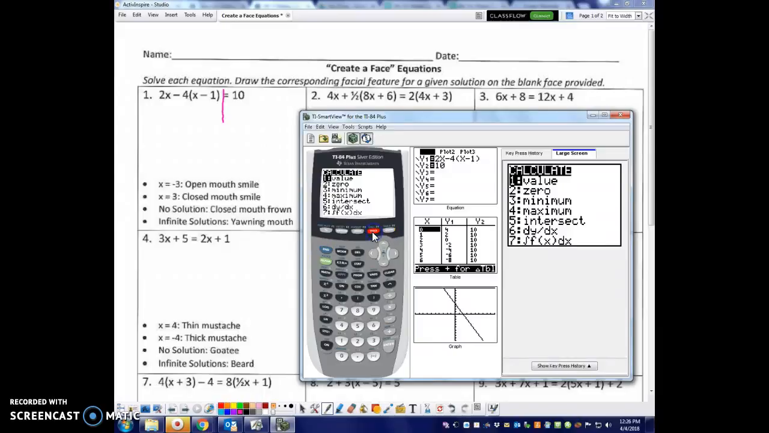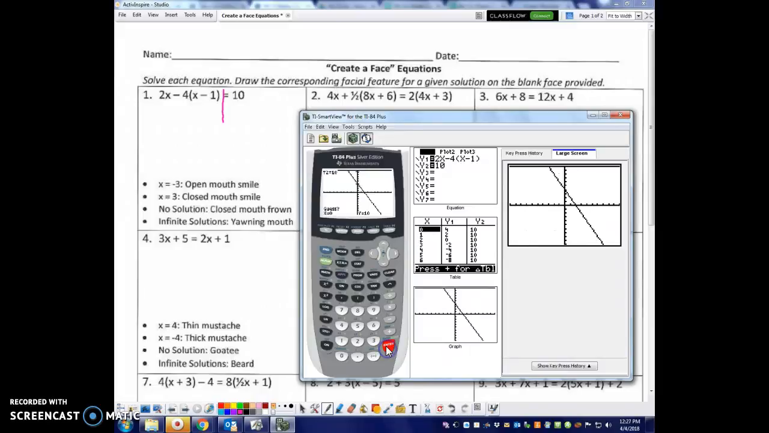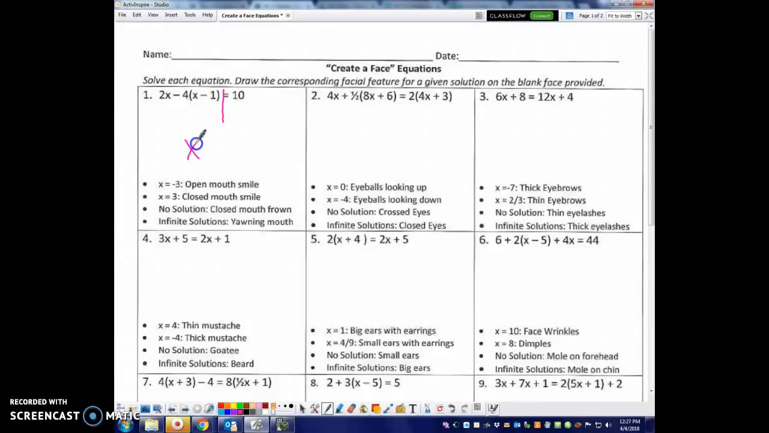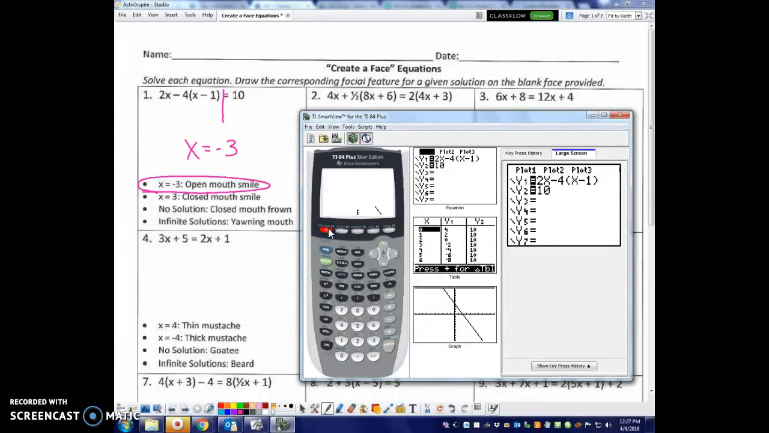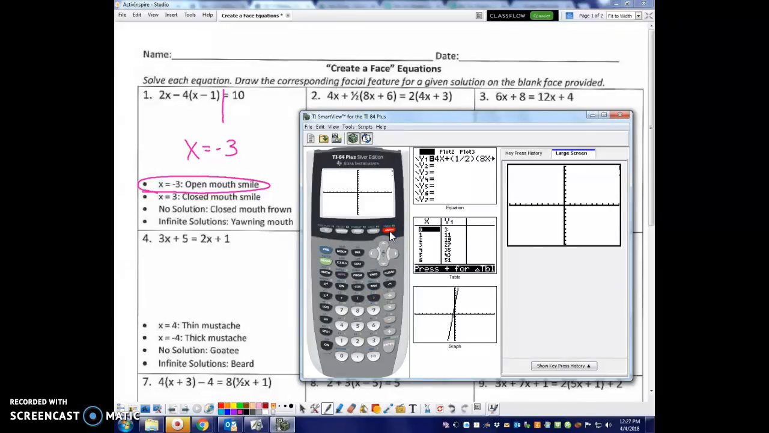Alrighty, second, trace, 5, enter, enter, enter. X is negative 3, so you would use this one. So the picture is going to have an open mouth smile, okay? Now let's look at number 2, okay? Y equals, let's put that first side, so 4x plus, remember parentheses around fractions, 1/2, 8x plus 6, okay? And then we put the other side into y2, so 2 times 4x plus 3, okay? Graph it.